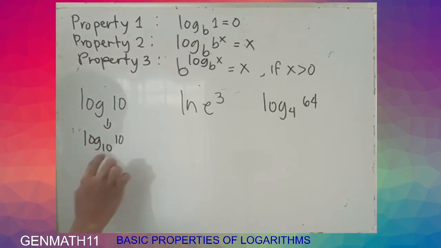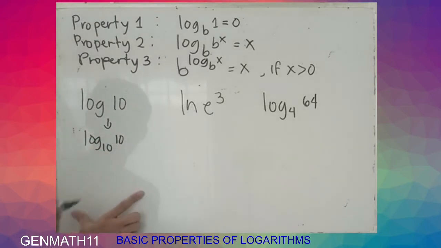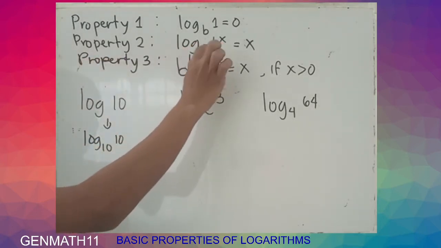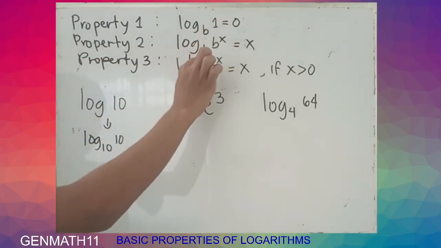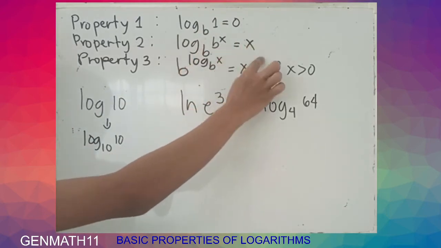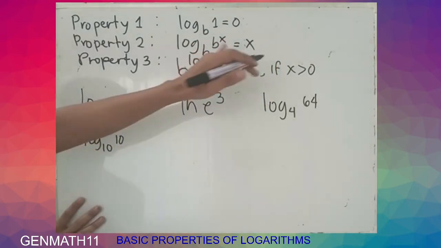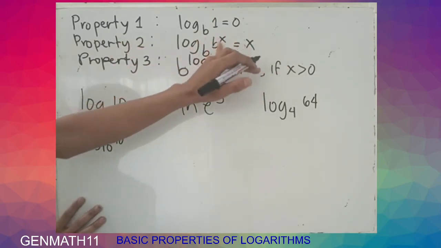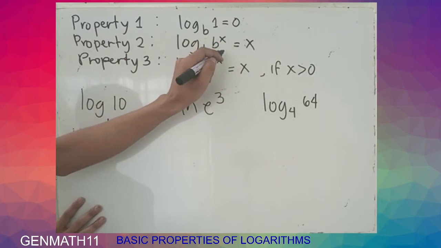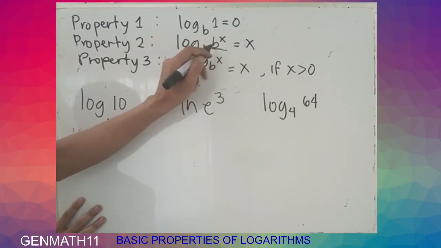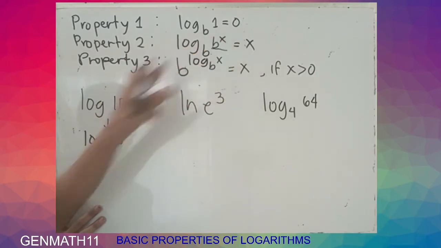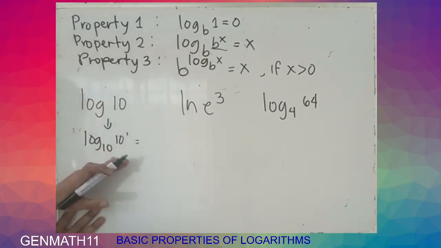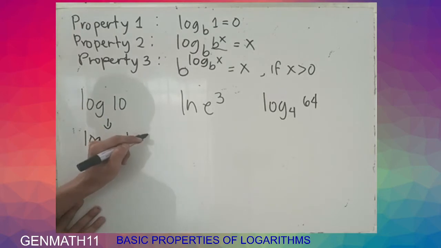So, log 10 to the base of 10. So, i-apply natin yung property number 2. Log b raised to x power to the base of b is equals to x. So, ang magiging value ng ating logarithms is yung exponent dito, yung katabi ni base. Ito. So, ano kaya yung x natin dito? So, x natin dito is 1. So, ibig sabihin, log 10 to the base of 10 is equals to 1.